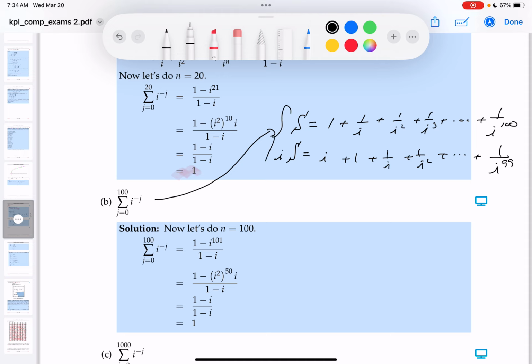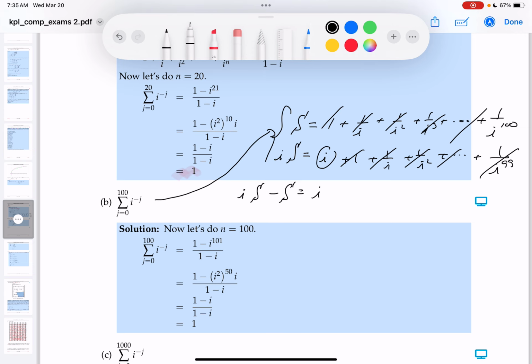So I'm going to say iS minus, I'm sorry, not minus i, minus S. And what would I get if I did that? I would certainly get i. That's right here. This disappears. This disappears. This disappears. This disappears. And then what do you get? Minus 1 over i to the 100th power.